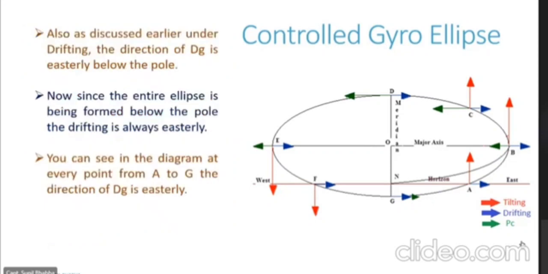Point regarding the drifting, you see that at every point the direction of the drifting vector is easterly. Now why is that so? Why is the drifting easterly? If you remember the elliptical path and the circular path, I showed you a blue color circle and the red color ellipse. That time I specifically told you that the entire ellipse is made below the pole. We know whenever the spin axis is pointing below the pole, the drifting will always be easterly. So this is the reason why you see the direction of drifting as easterly.